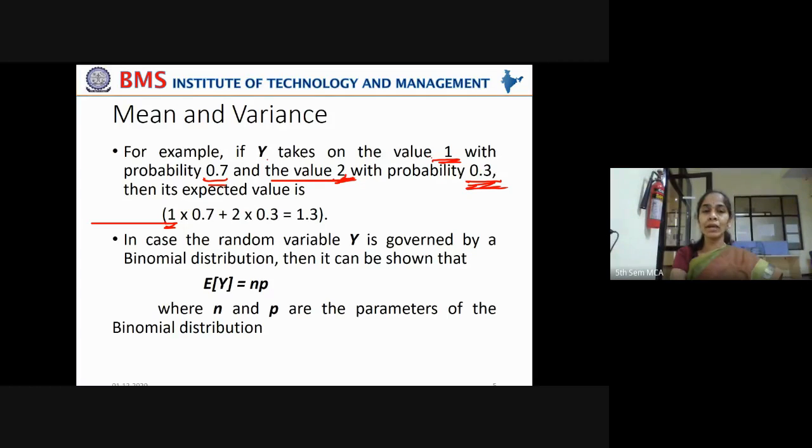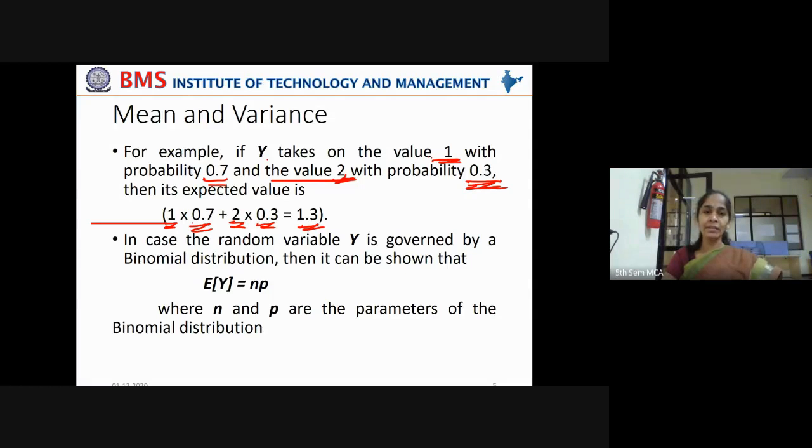Y is equal to 1. What is the probability of y taking up that value? 0.7. Now what is the value being taken up here? 2. What is the probability of y taking up that value? 0.3. Sum them up. So it is 0.7 plus 0.6, which will give you the expected value of y, that is 1.3. Is it clear, students?